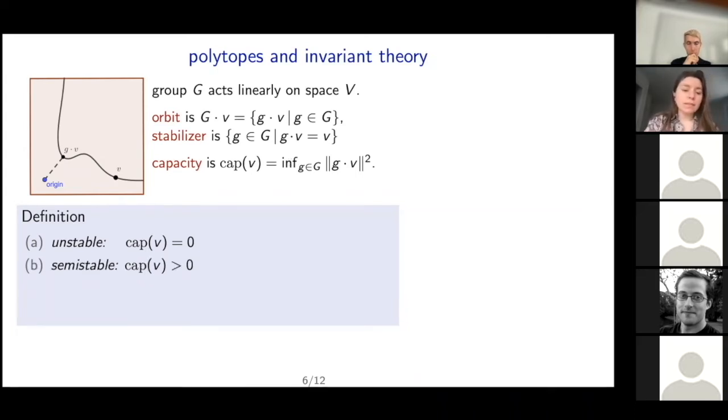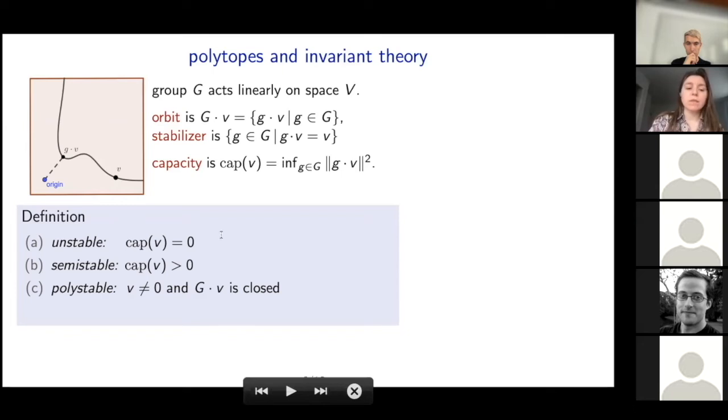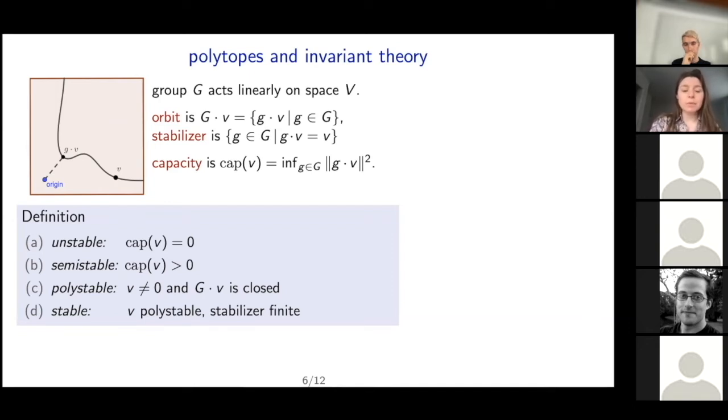The opposite of unstable is semi-stable. So a point is semi-stable if the capacity is strictly positive. A point is polystable if the point v is non-zero and its orbit is closed. So we can check why polystable is a further restriction on semi-stable. And finally, a point is stable if not only is it polystable, but its stabilizer is finite.